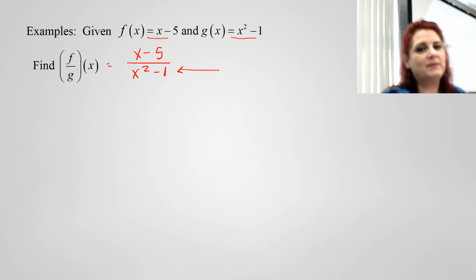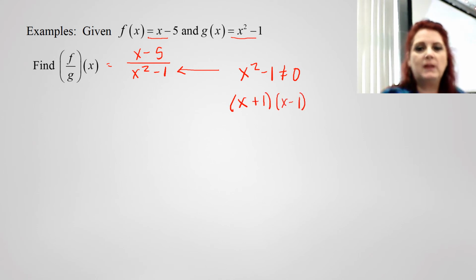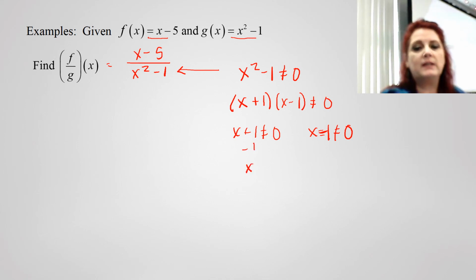Now I have a denominator. That does put a restriction on our domain because that denominator, x squared minus 1, cannot equal 0. So let's find out what values of x cannot equal 0. I'll factor this into x plus 1 times x minus 1, and neither of those factors can equal 0. x minus 1 cannot equal 0, so if I add 1, x cannot equal positive 1. And x plus 1 cannot equal 0, so if I subtract 1, x cannot equal -1. So x cannot equal positive or -1.